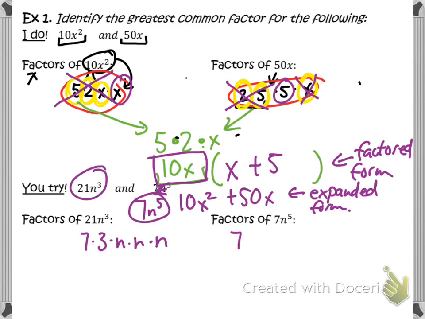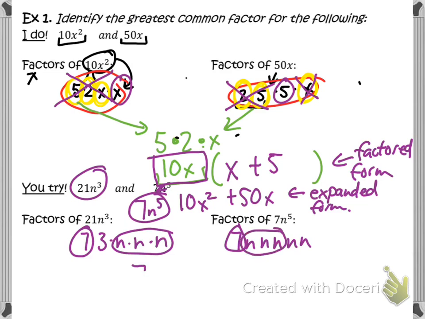So factors of 21 is going to give us 7 times 3 times n times n, and 7n to the 5th. The GCF, greatest common factor, is, let's see, they both share 7. And they both share 3 n's. So the greatest common factor is 7n to the 3rd. So this is the GCF.